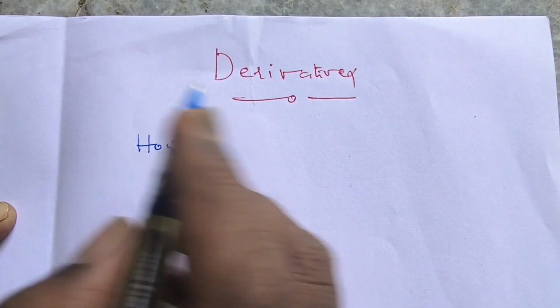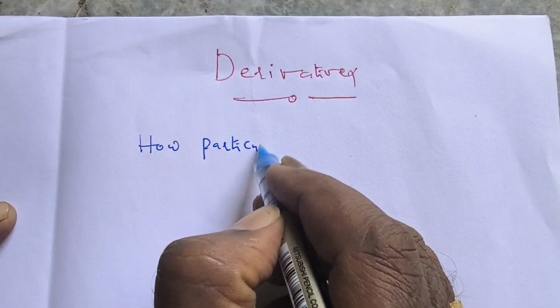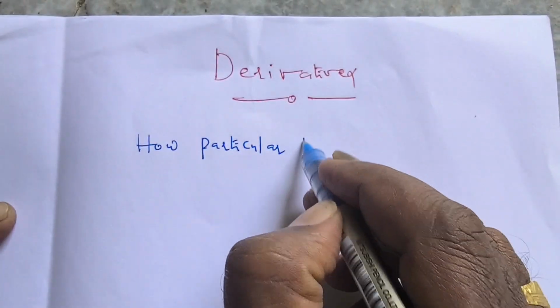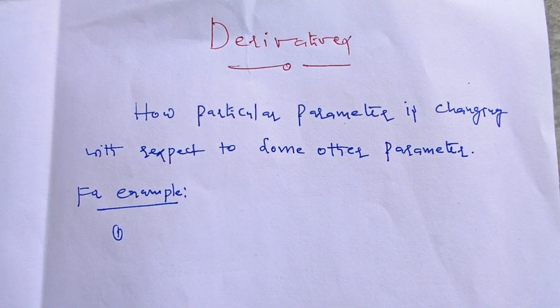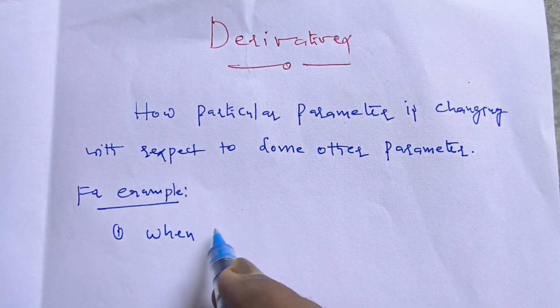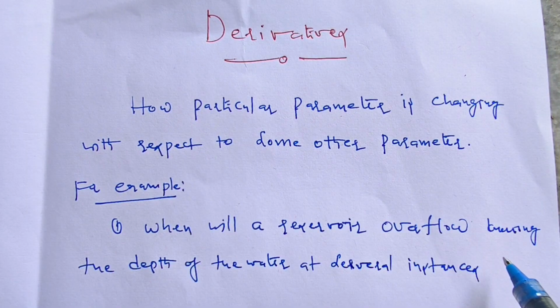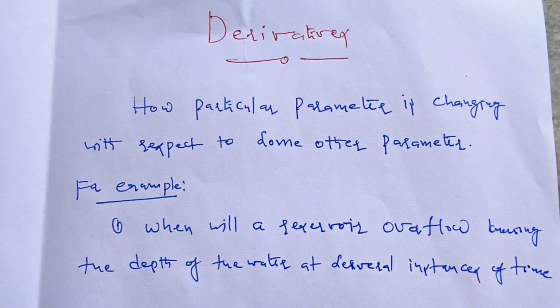Hello everyone, here we are going to be discussing derivatives. Derivatives mean how a particular parameter is changing with respect to some other parameter, that is, how a variable is changing with respect to some other variable. For example, here is a reservoir overflow example.